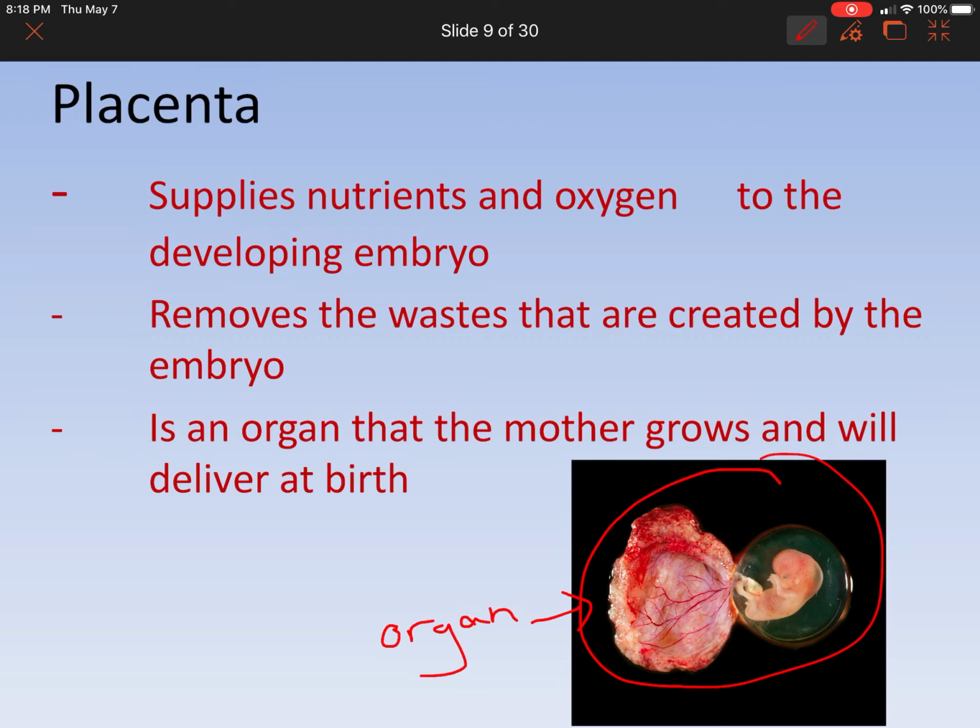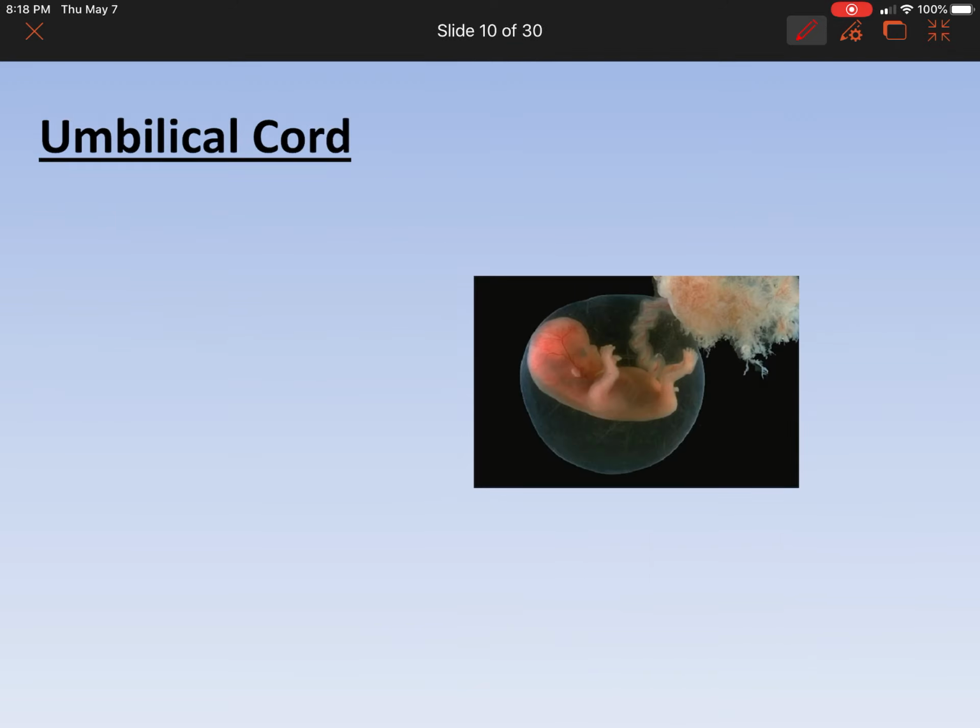Here we've got the little fetus, or the embryo, growing here, and it's attached to the placenta. The placenta is what supplies nutrients and oxygen to the developing embryo. One of its other functions is that it removes the wastes created by the embryo. Sometimes people don't realize that the embryo is creating waste as it grows and develops. And it's an organ that the mother grows and will deliver at birth. I already talked about that. Good.